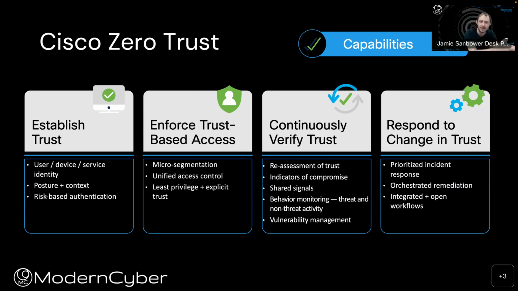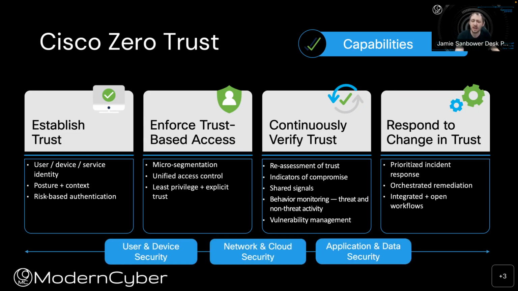to access financial data. When we get into continuously verifying trust, then we look at things like reassessment of the original trust factors, shared signals, behavior monitoring, and even vulnerability management driving that continuous trust verification. And then finally, if we do see a prioritized incident response required, we can immediately change the trust, change the level of access, and even do things like deprovision workloads or containers, and really give the right framework for the customer to work through that.